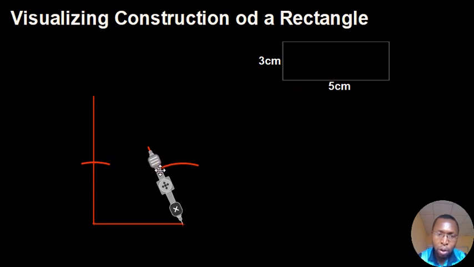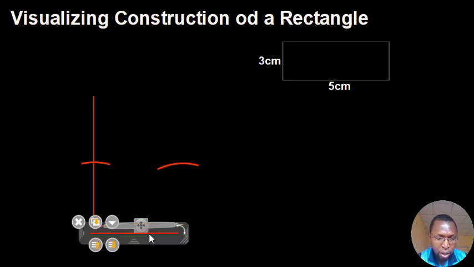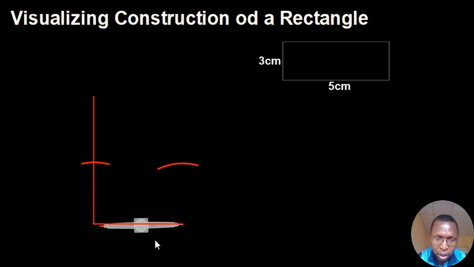So I will make sure I come to the length to get the measurement. I will take it to be sure that it's 5 centimeters. Place it. So I want to get 5 centimeters now. Starting from the extreme right here, I will adjust my compass. So this is already 5 centimeters.